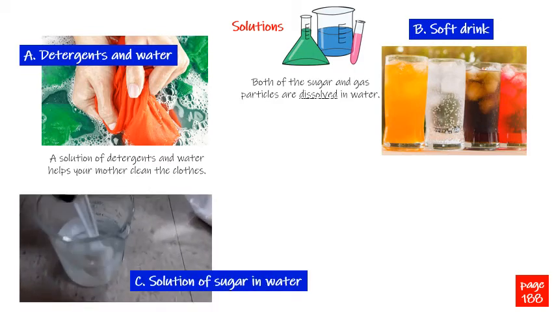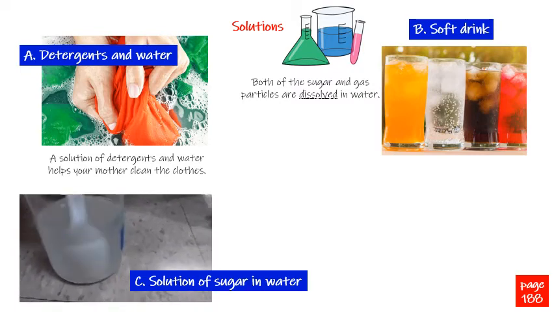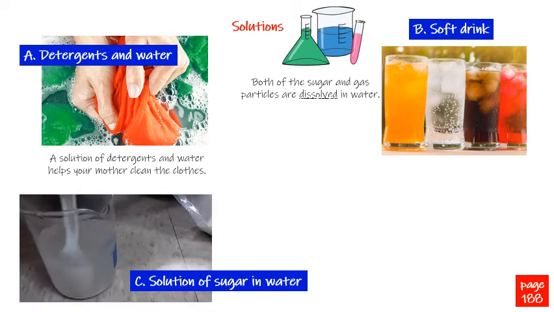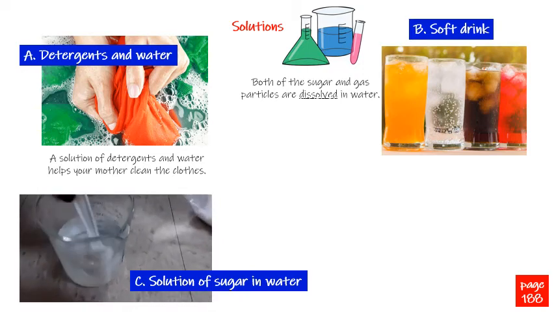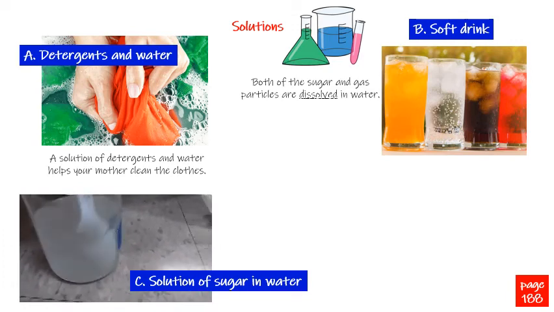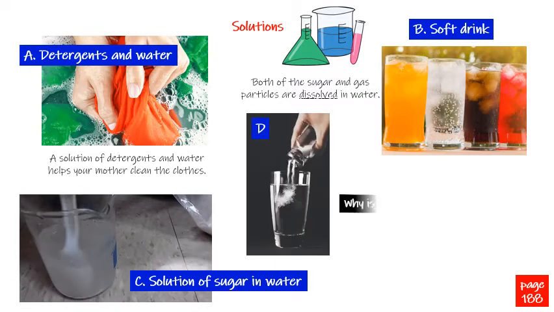Sugar in water. After adding a spoon of sugar to the water and stirring it, we can see that the sugar particles do not appear anymore in the water. Okay, so the sugar dissolves in water and we can tell that this is a solution. That's right.